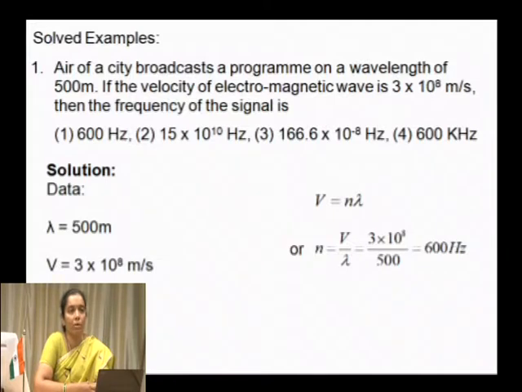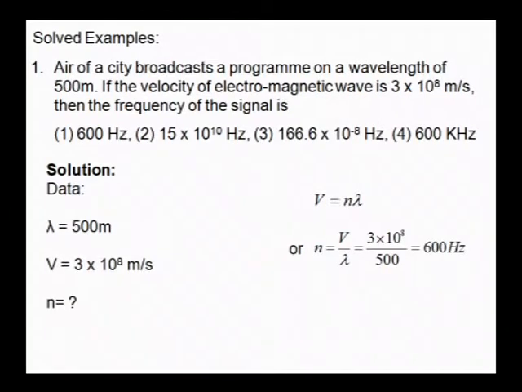The wavelength of the signal is given as 500 meters. The wave velocity is 3 into 10 to the power of 8 meters per second. We are asked to calculate the frequency of the signal. We know the wave velocity V is equal to n lambda, so n is equal to V by lambda. Substituting, we get a frequency of 600 hertz. So, the signal is transmitted with a frequency of 600 hertz, wavelength 500 meters and wave velocity 3 into 10 to the power of 8 meters per second.